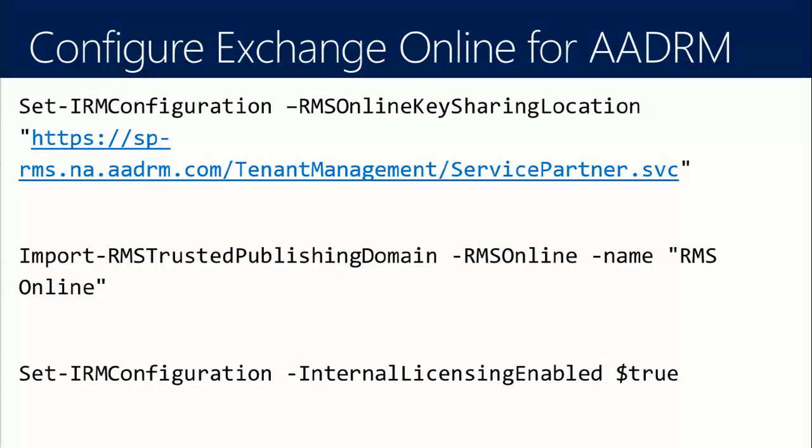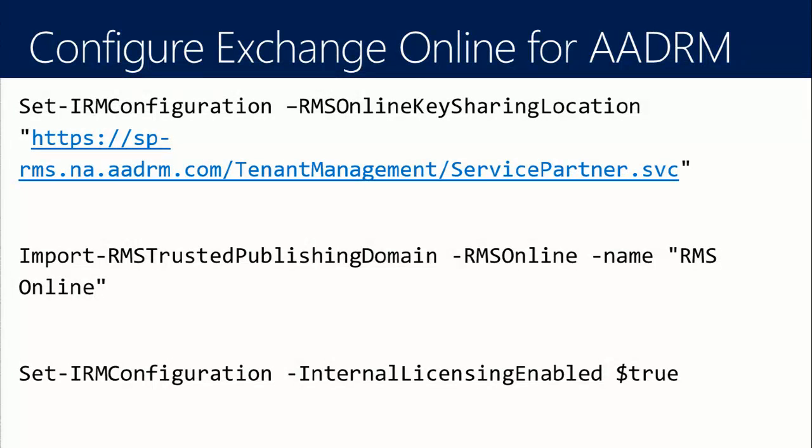The first is to set the IRM configuration. So within the notes of this deck, which will be available later, it contains more detailed information on what all the commandlets do and what you need to enter in. So the first one is saying, okay, I need to set up my IRM configuration. What it's then going to do is we have to provide it a URL that will point back to the AADRM service. This URL is dependent upon which region your company is based in. So there will be a series of 3. This one's pointing to the North American instance. There will also be one for Europe and another one for Asia.